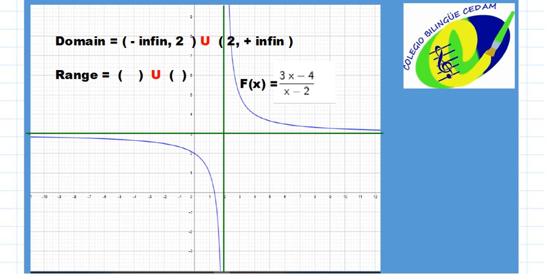And what about the range? For the range, we take into account the y. It starts at minus infinite and it goes up until 3. So here we have minus infinite, comma, 3, union, all of them with the round brackets, 3, comma, plus infinite.